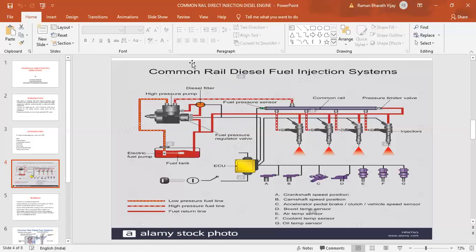So we have seen all the parts here. This is about the construction. Next, we will move to the working of CRDI. Okay. So working is very simple. And for this working, if you want to understand, you will have to study a detailed version of this injector. So you have to discuss this injector separately. Now I will go to the working slide.